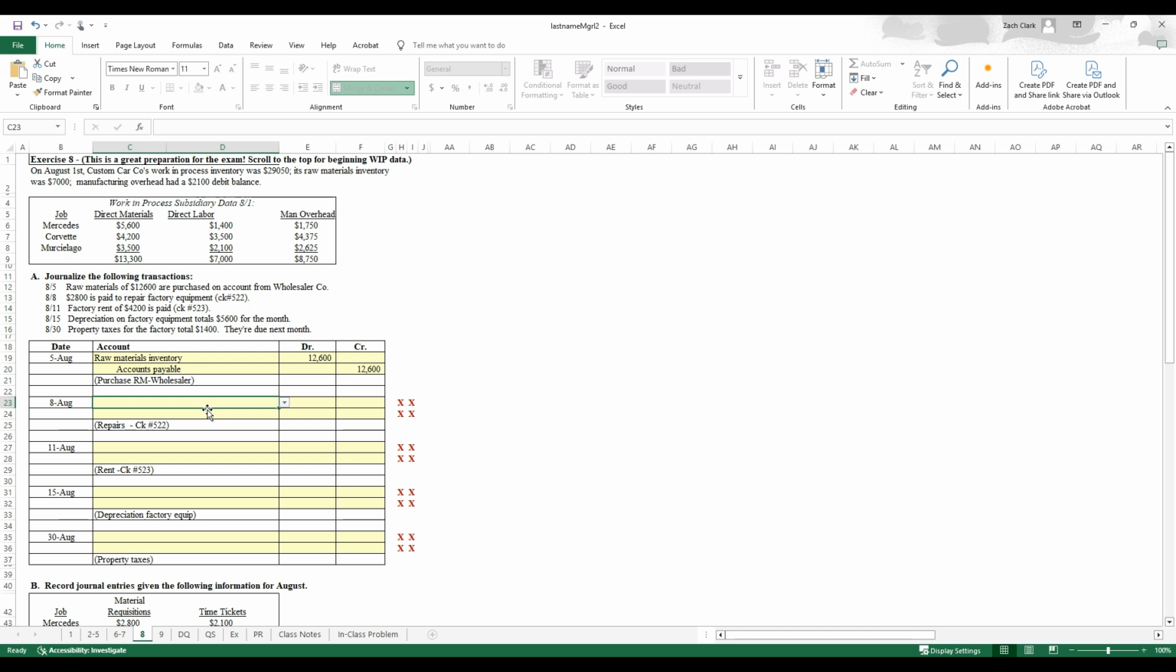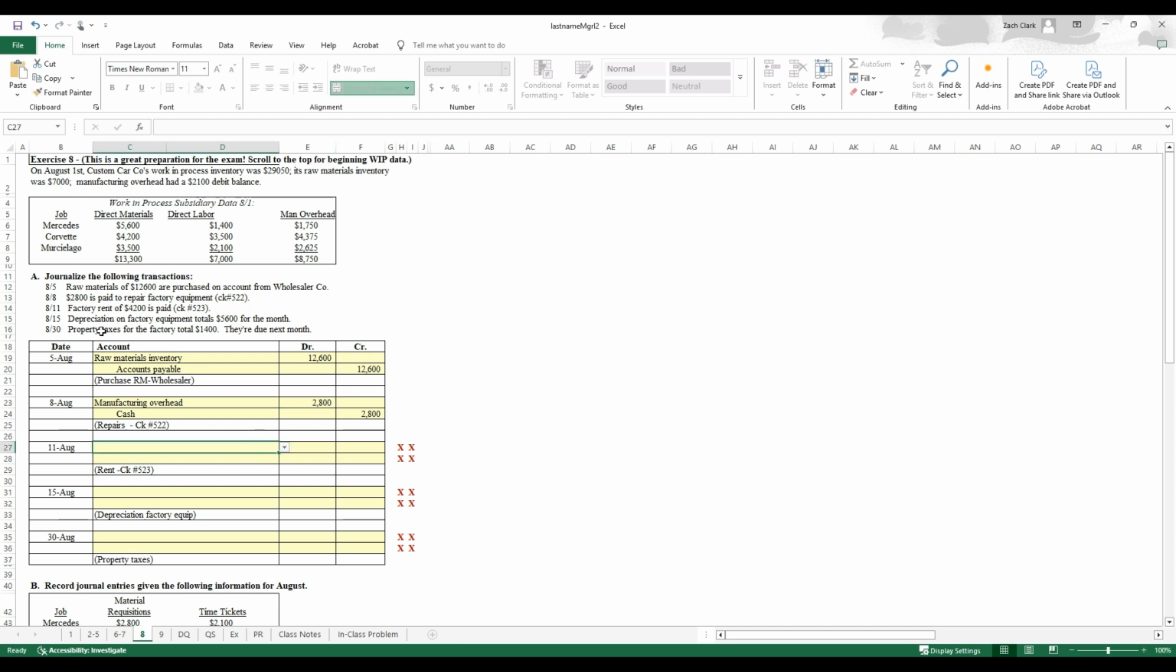Then on August 8th, we've got $2,800 paid to repair factory equipment. So it's paid, not on account on this one, so it's going to be cash. And then those repairs to factory equipment will be just other manufacturing overhead costs.